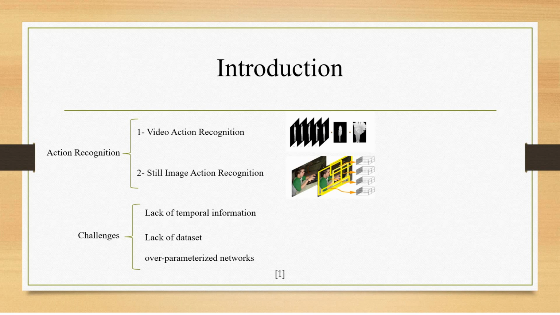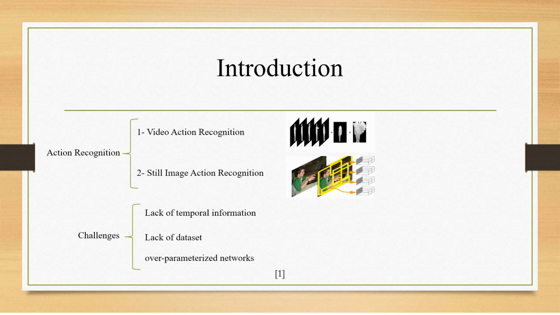First of all, let's see what action recognition is. Human action recognition has become one of the most critical issues in machine vision and pattern recognition, and it is divided into two main categories. First, video action recognition. Second, still image action recognition. The main challenges of still image action recognition are, first, the lack of temporal information that makes still images more challenging than video, and second, the lack of datasets.